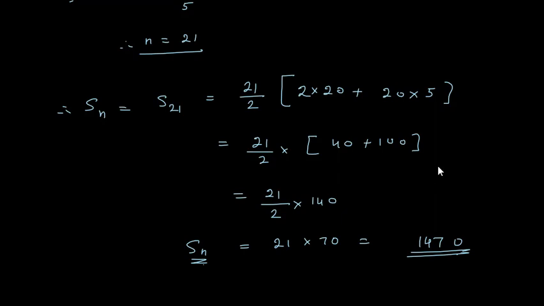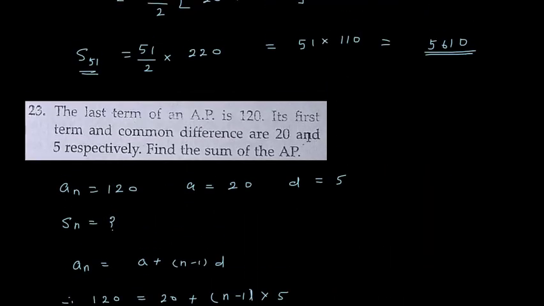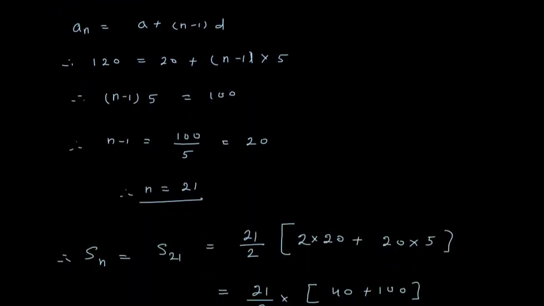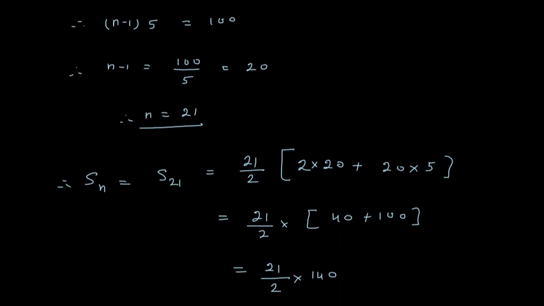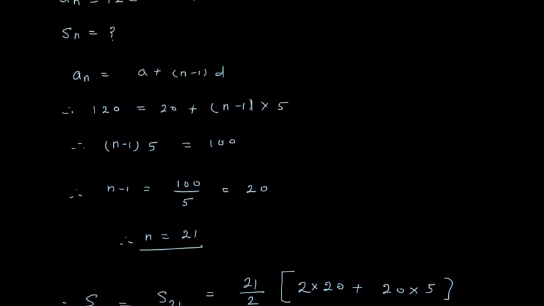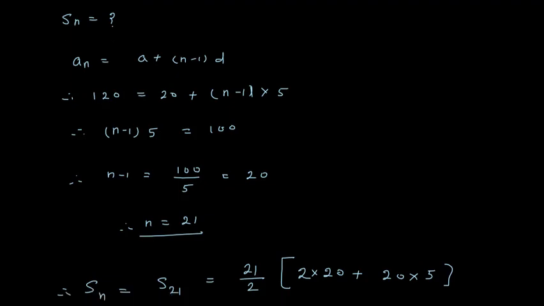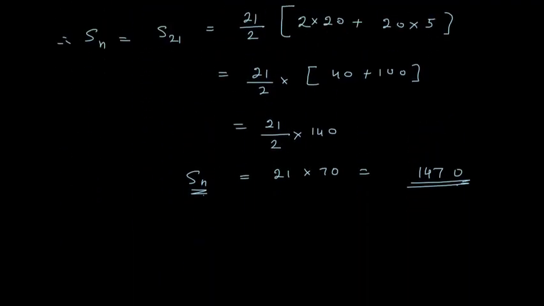The last term is given, the first term is given, the common difference is given, and I have to find the sum of the AP. So this is the required sum of the AP, 1470. Okay. So I think by now you will understand that this chapter is simple. It is based on two formulas. One is a_n, which is a plus n minus 1 d, and the other is S_n, which is n divided by 2 into 2a plus n minus 1 d. Okay, and you can solve the problem. So fine, let us see in the next video a few more questions based on these two formulas.